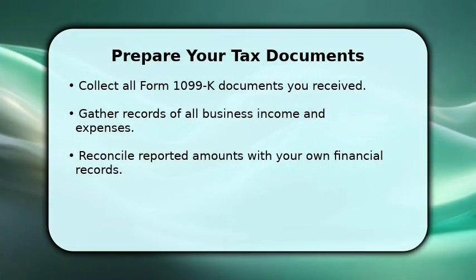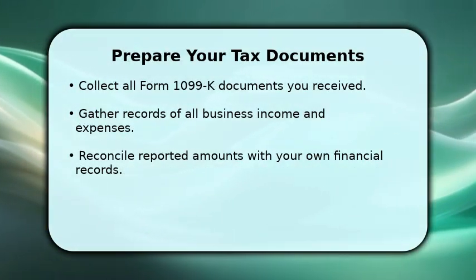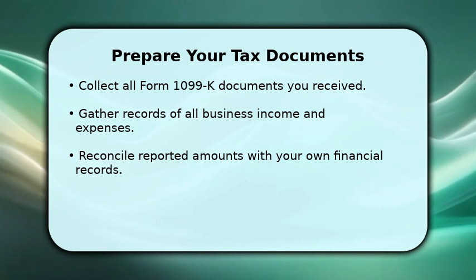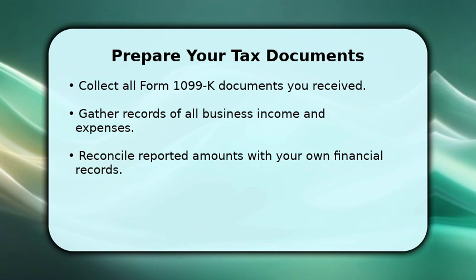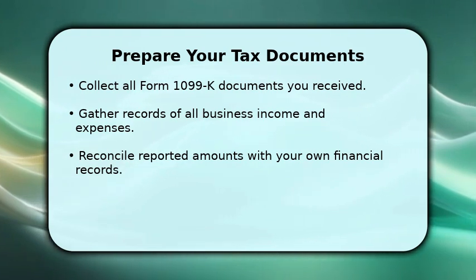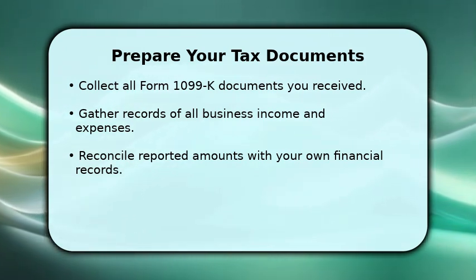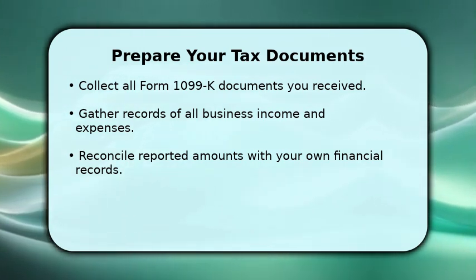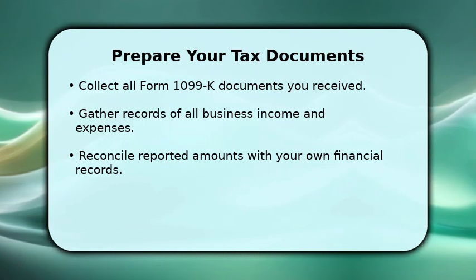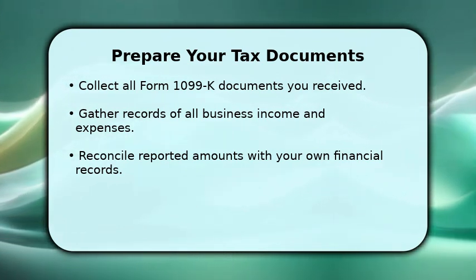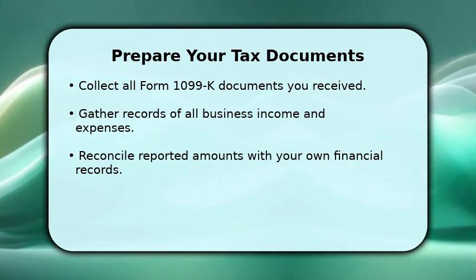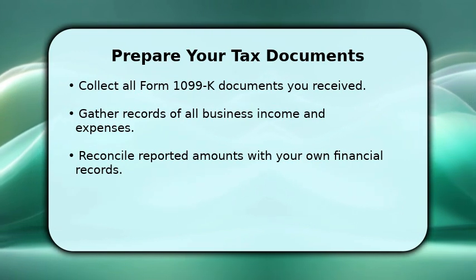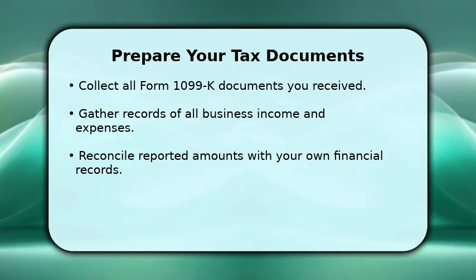Next, gather all necessary documents to ensure accurate reporting. Collect every Form 1099-K you received from various payment processors. Crucially, compile all your business income and expense records, including receipts and invoices. Compare the amounts reported on your 1099-K forms with your own financial records to identify any discrepancies. This step is vital for a smooth filing process.